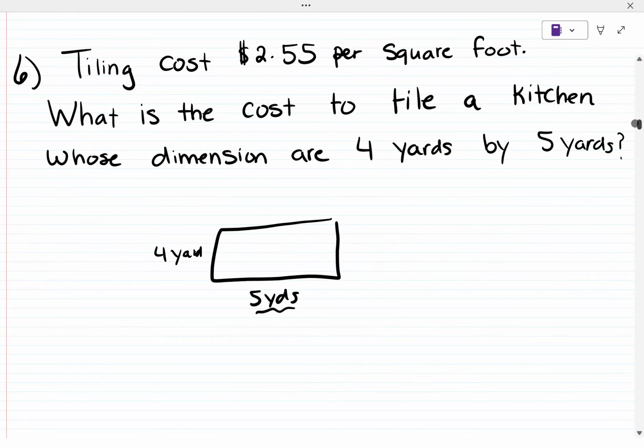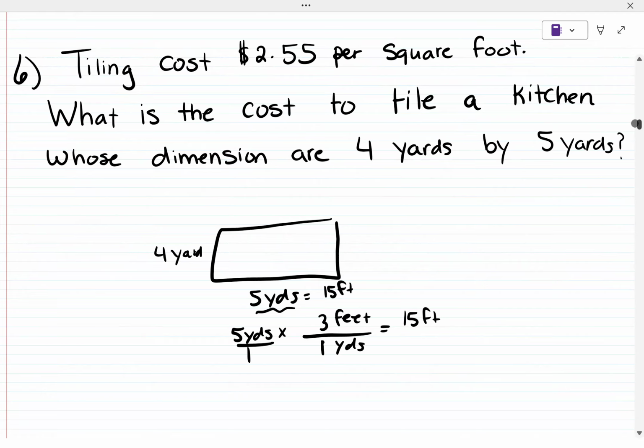So let's start with 5 yards. So let's convert 5 yards to feet. So that would be yards on the bottom and then feet on the top. What is the relationship between feet and yards? For 1 yard, there's 3 feet, right? And then if you multiply across, that's going to be 15 feet. So this converts to 15 feet.